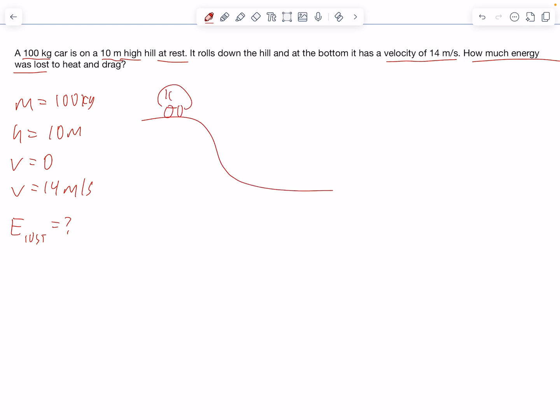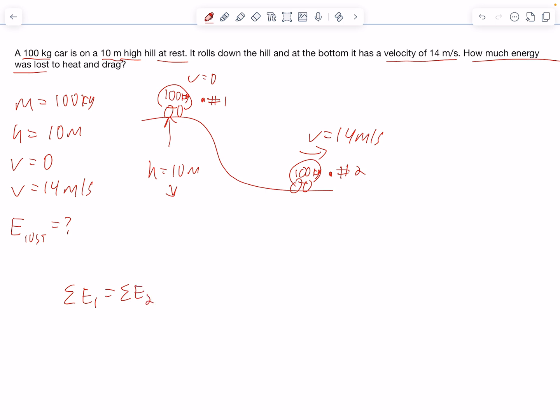All right, so let's draw our picture. Okay, so up here, we have a 100-kilogram car, height of 10 meters, and it's at rest. Down here, it's moving at 14 meters per second, it's still a 100-kilogram car. And we're trying to find the energy lost. So I'm going to use conservation of energy again. I'm going to call this point number 1. I'm going to call down here point number 2. And I'm going to say the energy at point 1 has to equal the energy at point 2.